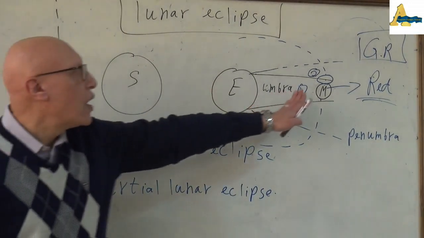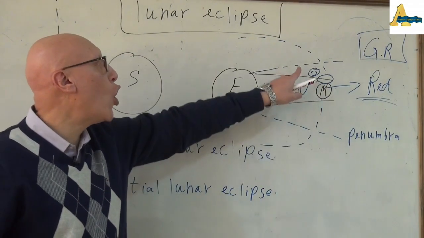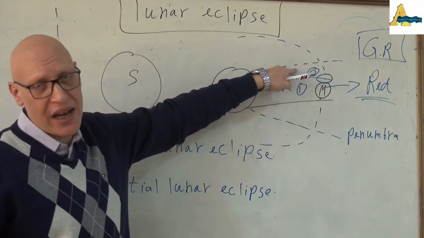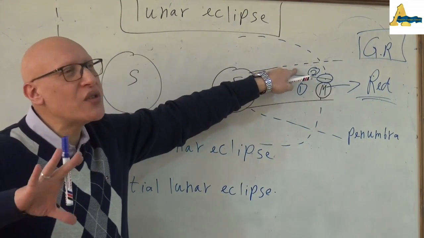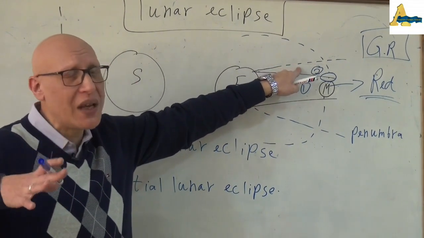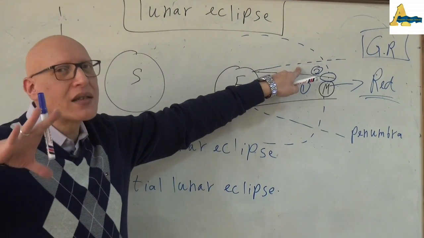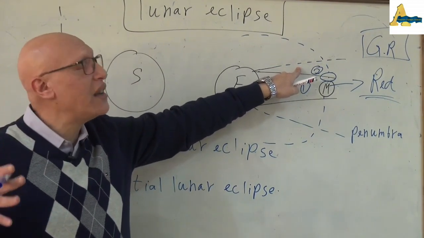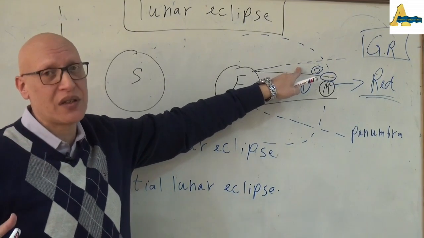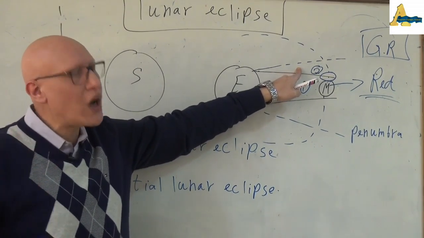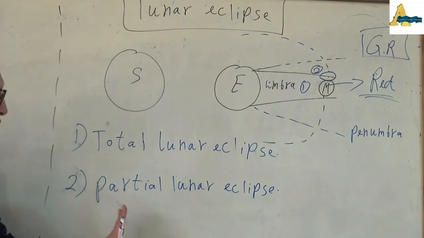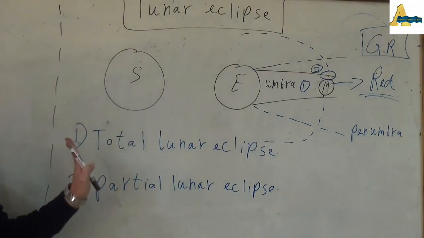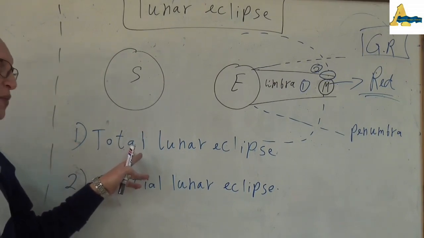Okay? The other type, when the whole moon is in the penumbra area, the moon seems to be faint. Faint means white color, but faint. It's not clearly white, and it's not an eclipse. I'm going to say it one more time. We have only two types of lunar eclipse. Number one, total lunar eclipse.